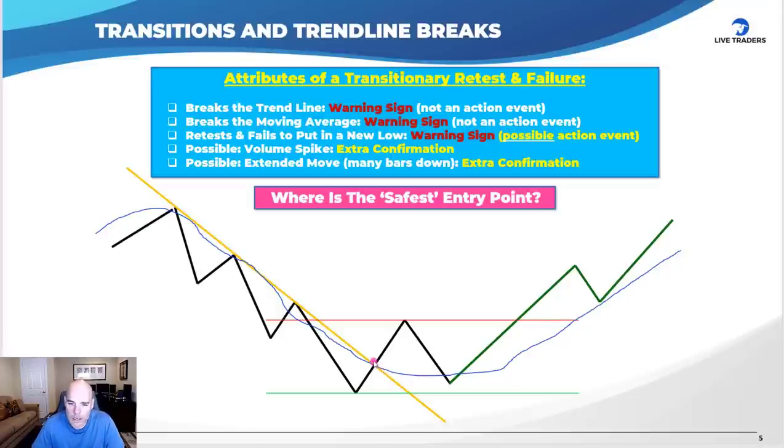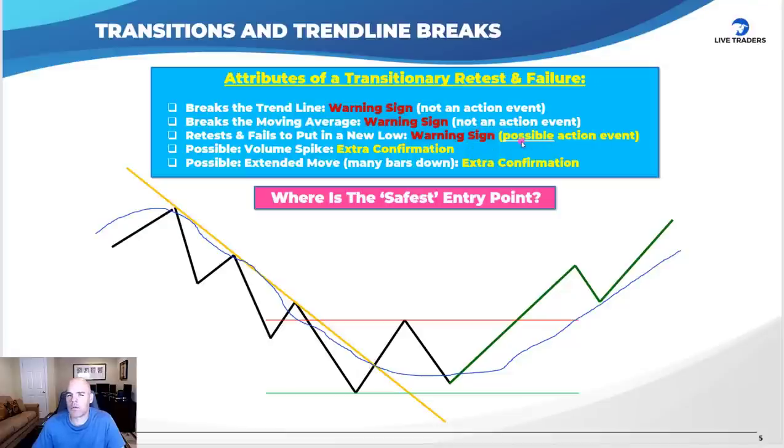So warning sign, okay? No action. Just be mindful. Keep an eye on it. Breaks the moving average. Well, in this particular example, it breaks the moving average and the trend line at the same time. Warning sign, not an action event. Then retests and fails to put in a new low. So it bounces back up, retests, and does not put in a new low here, okay? So that's a warning sign, possible action event.